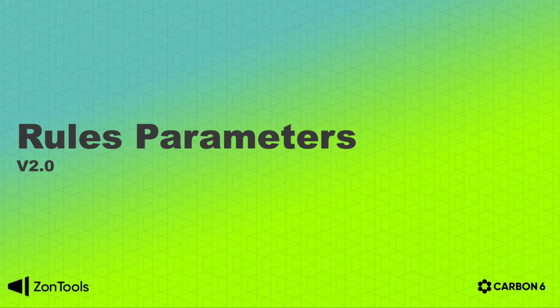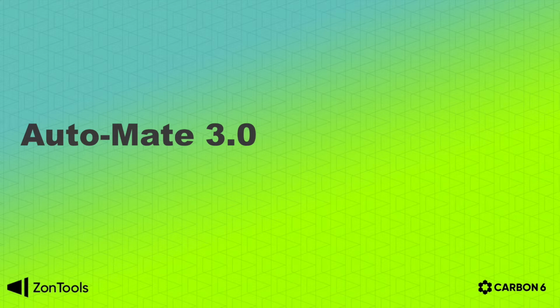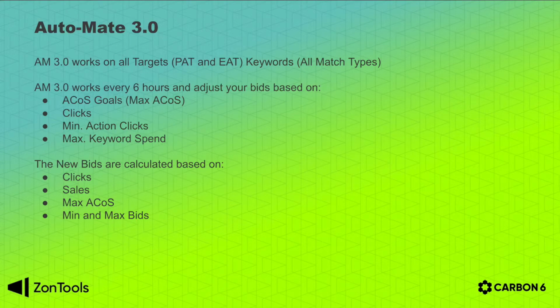For today's video, we will discuss the rule parameters used by our automation tool. Let's start with our feature that handles the bidding adjustment for our keywords or targets, which is Automate 3.0. Automate 3.0 works on all targets, PAT and EAT, and keywords of all matches.